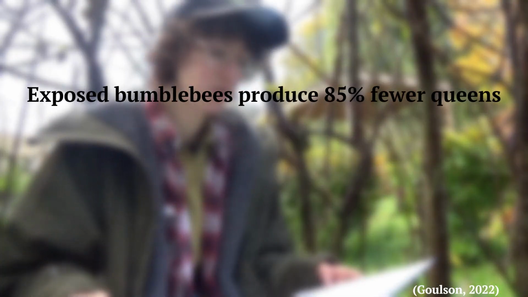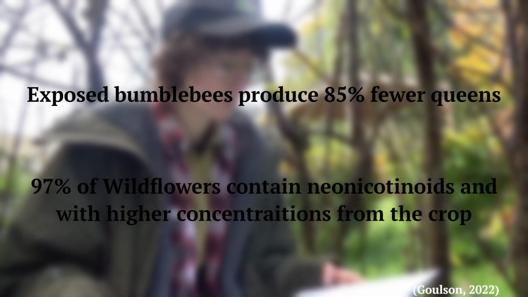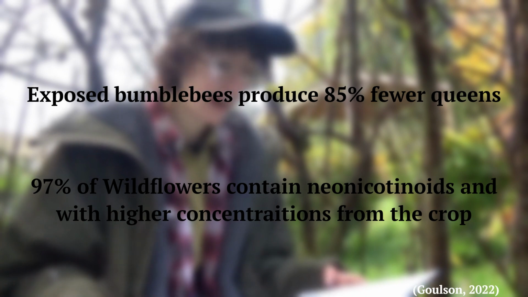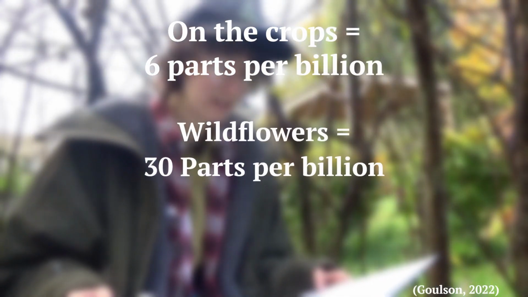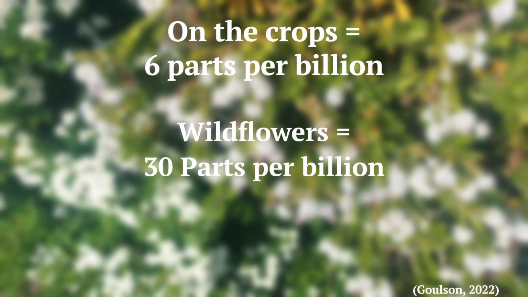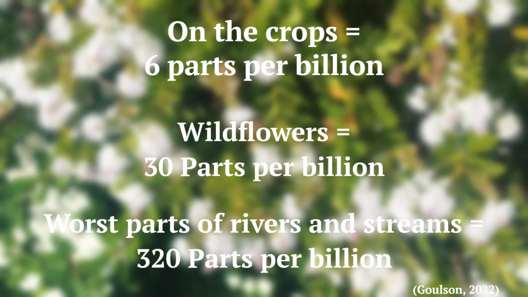Bumblebees who were exposed produced 85% fewer queens. 97% of surrounding wildflowers also had these neonicotinoids, and had higher amounts from the crop. The number of pesticides that were put onto the crops were at 6 parts per billion. The wildflowers were found to have 30 parts per billion, and in some worse spots of rivers and streams, amounts reached 320 parts per billion.